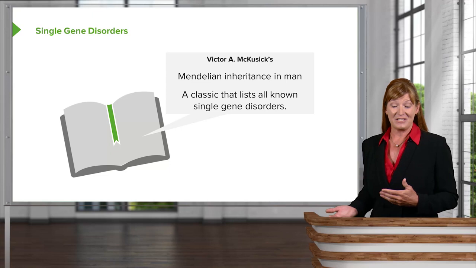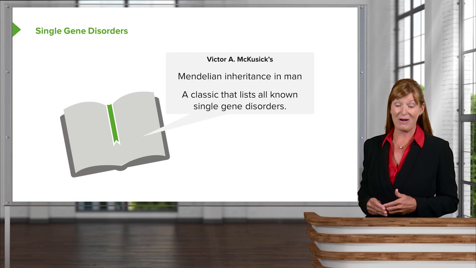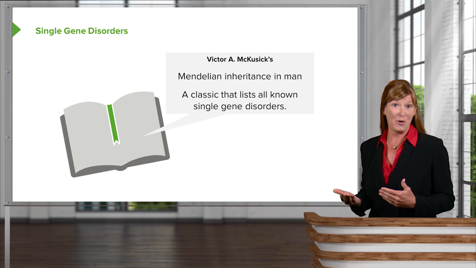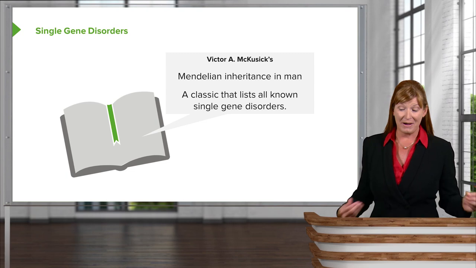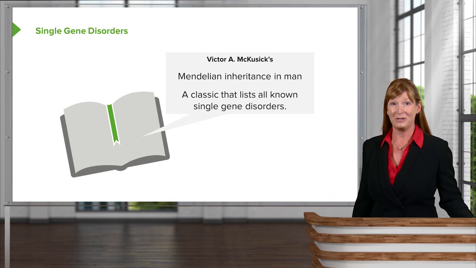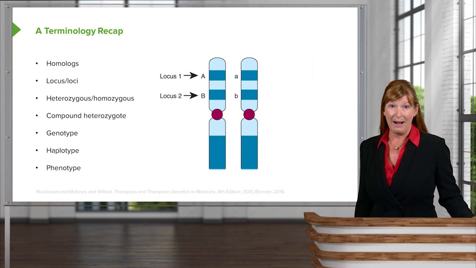It's actually a really great reference tool for when you're in practice, but it's a classic that lists all the known single gene disorders. And it's called Mendelian Inheritance in Man by Victor McKusick. Probably not something I said that you need for your exams, but you will like to see it in the future. So let's have a quick terminology recap before we get started on the details of single gene disorders.